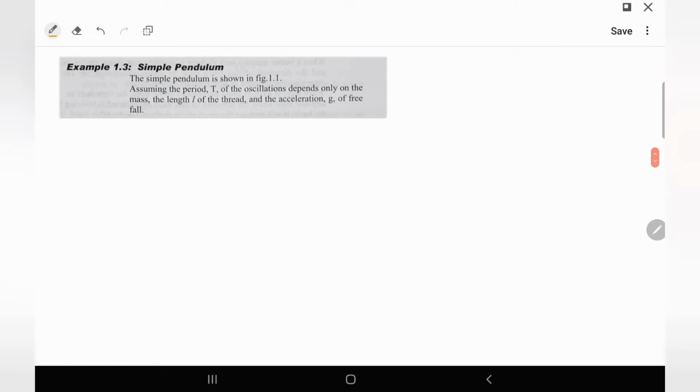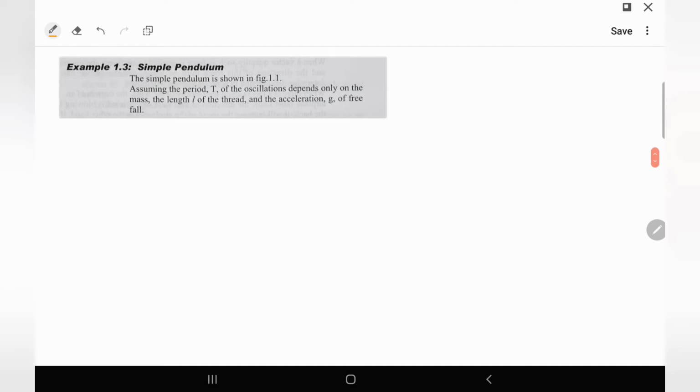Okay, so assuming the period T of the oscillation depends only on the mass, the length L of the thread, and the acceleration g of free fall. Okay, three factors now affect the period. So, how is it? Are they directly proportional? Are they inversely proportional? We don't know, isn't it?